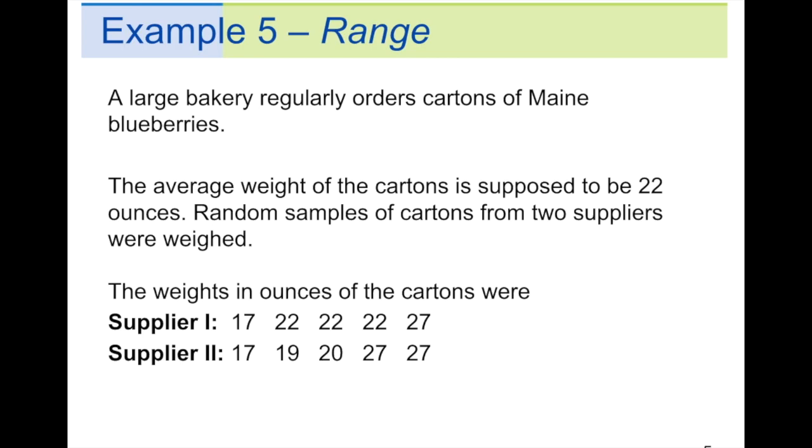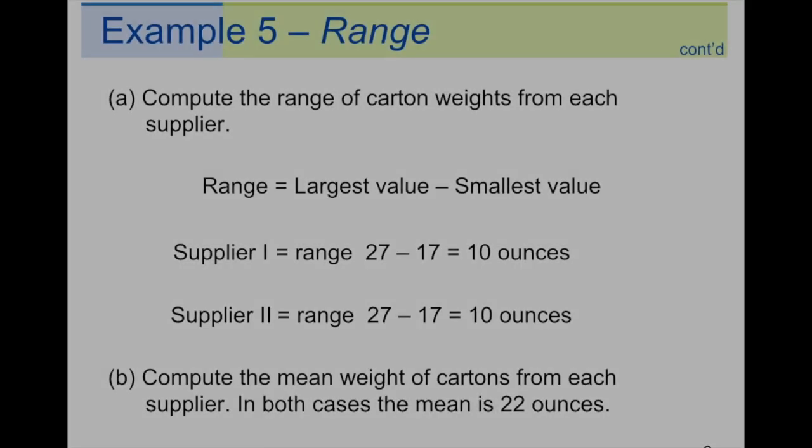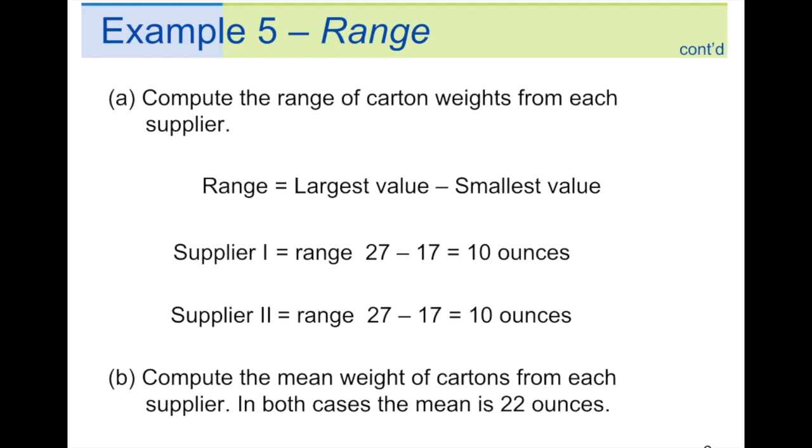For example, a large bakery regularly orders cartons of Maine blueberries. The average weight of the cartons is supposed to be 22 ounces. Random samples of cartons from 2 suppliers are weighed. The weights in ounces of the cartons were this. Compute the range of carton weights from each supplier.